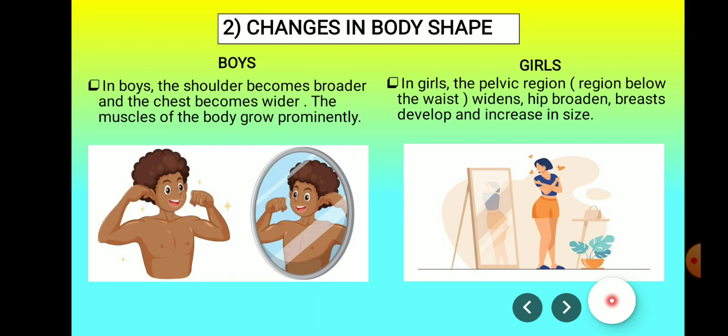Changes in body shape. In boys, the shoulders become broader and the chest becomes wider. The muscles of the body grow prominently, whereas in girls, the pelvic region, that is the region below the waist, widens, hips broaden, and breasts develop and increase in size.